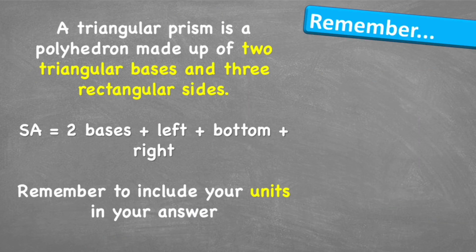Okay, let's look at what to remember. A triangular prism is a polyhedron made up of 2 triangular bases and 3 rectangular sides. To work out the surface area, we can just multiply one of the bases times 2, and then add it to the left, bottom, and right rectangle. Remember to always use your units in your answer.